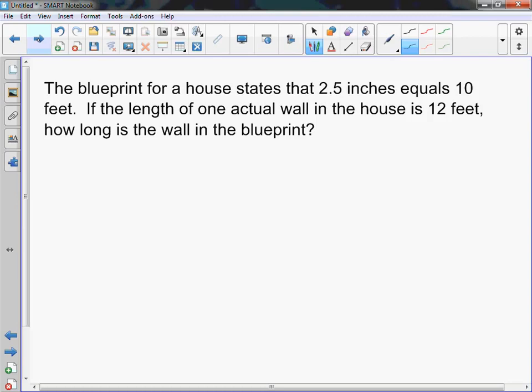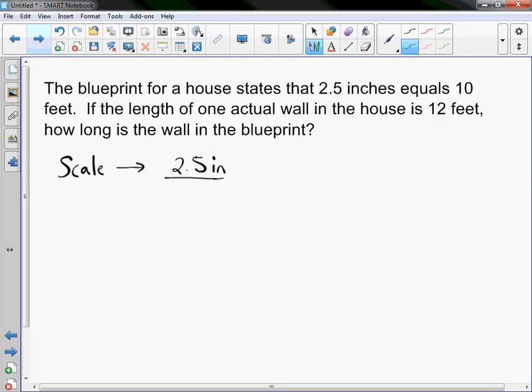So this one says the blueprint for a house states that 2.5 inches equals 10 feet. If the length of one actual wall in the house is 12 feet, how long is the wall in the blueprint? Okay. Well, there's a few different ways to set up these equations. I really like the idea of taking the scale drawing, which would be the blueprint in this case, and putting its number out there, 2.5 inches, or 2.5, I guess it doesn't matter if we have that label on there for right now. Then we can put inch there.